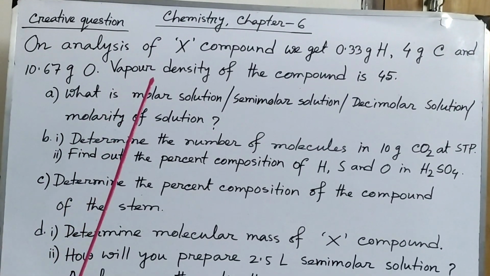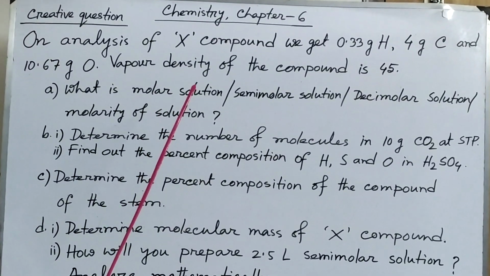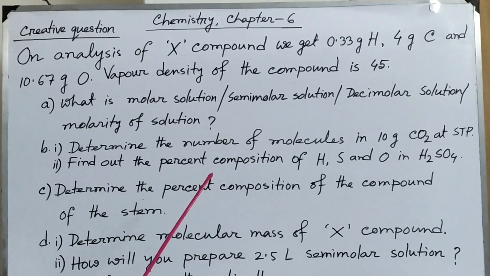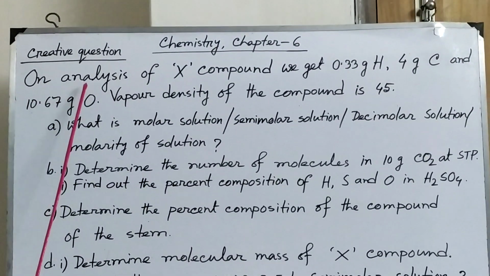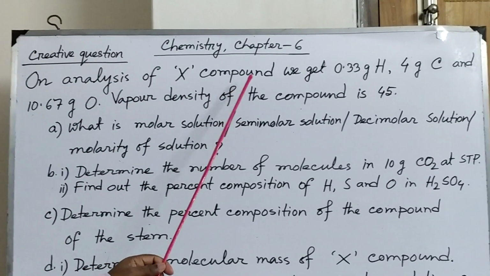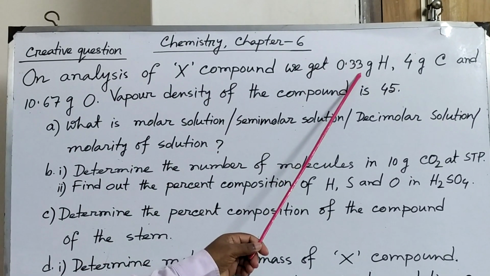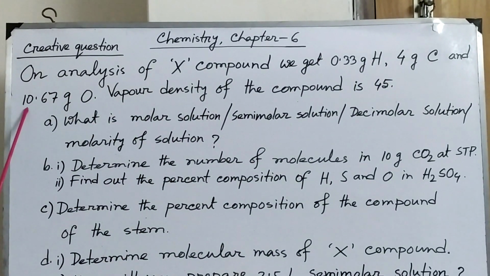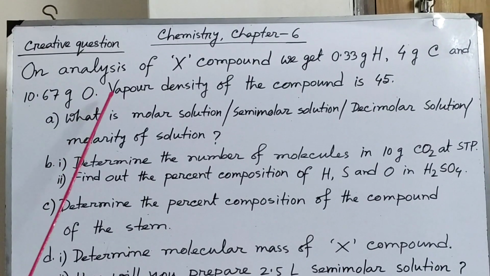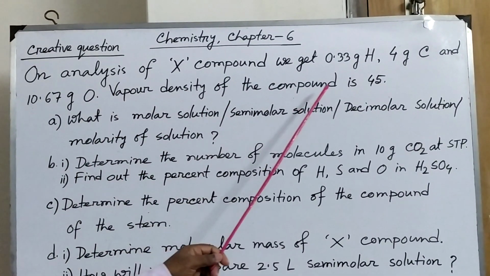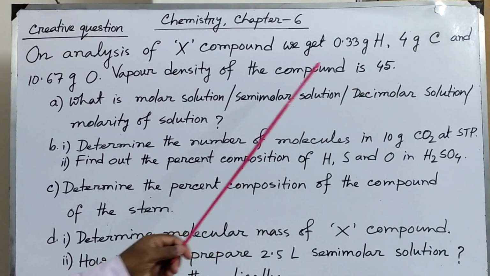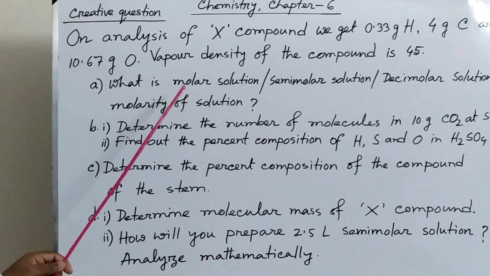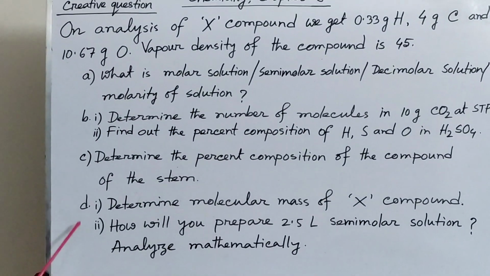Okay, all of you see the board. You must write it in your class copy. Then one by one I will give you the answer, and you must write it. On analysis of X compound, we get 0.33 gram hydrogen, 4 gram carbon and 10.67 gram oxygen. Vapor density of the compound is 45. Okay, now this is the stem. On the basis of the stem, you have to write the answer of A, B, C, D.